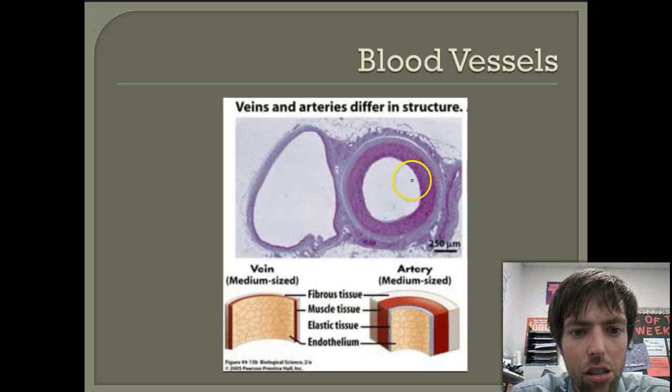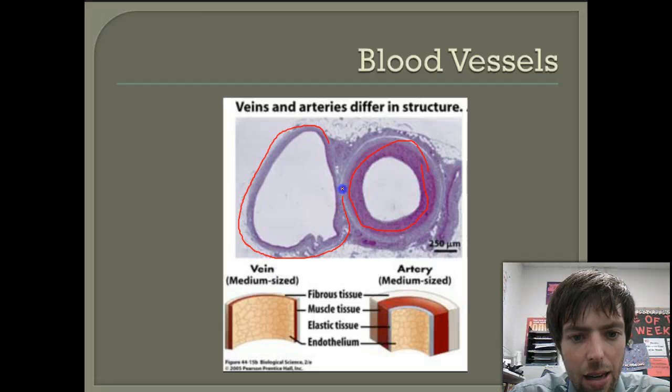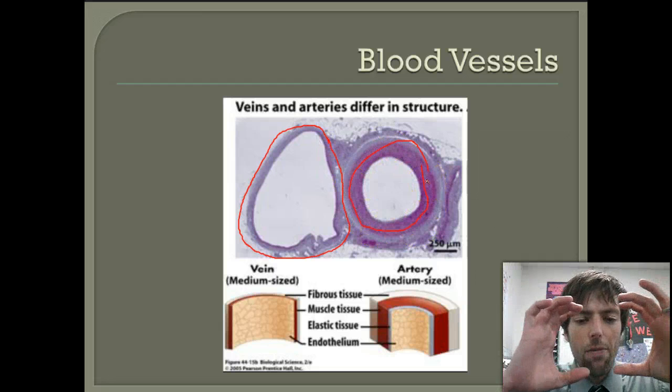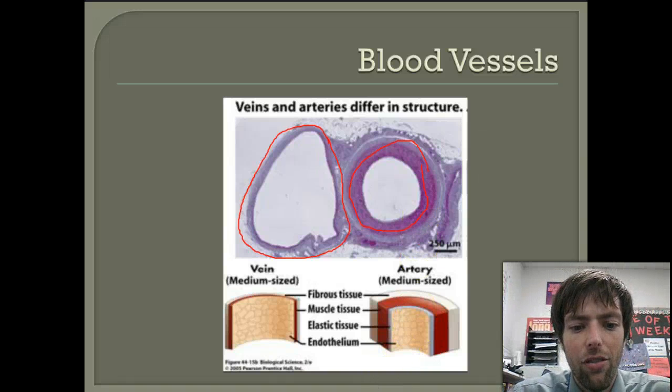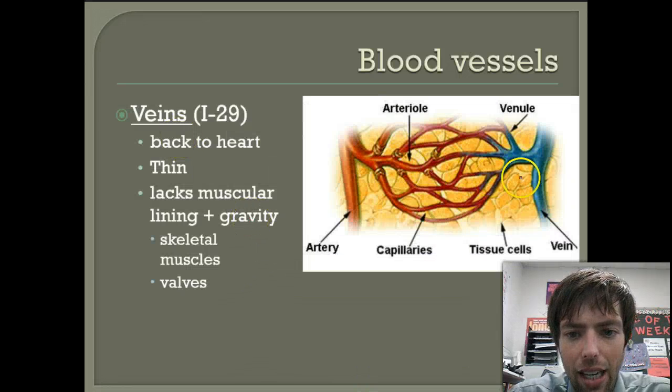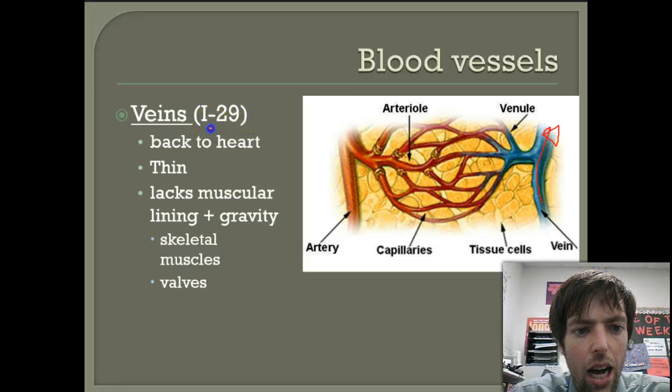And isn't this interesting to show you? Look how thick these arteries are right here compared to veins because of the pressure in them coming from the heart. Arteries, even though they both have a big flow of blood, arteries have to be stronger because so much pressure is coming from that left ventricle. So here we are going back to the veins. We're on I-29. We're going back to the heart. And we're really thin.